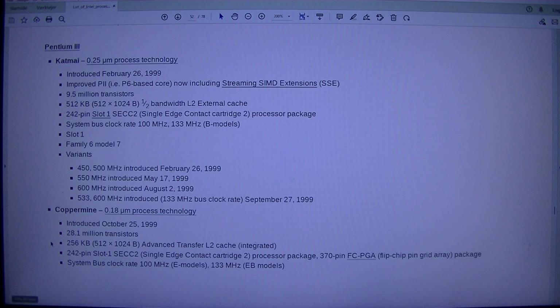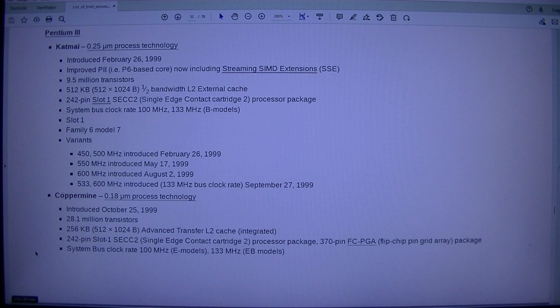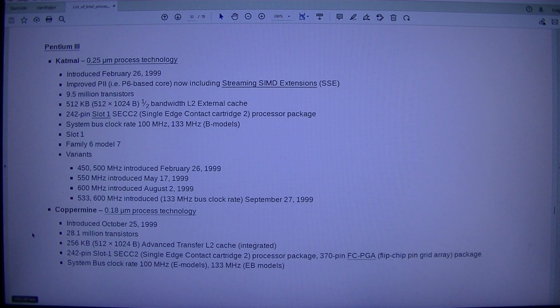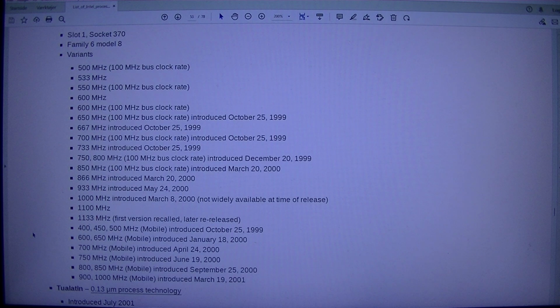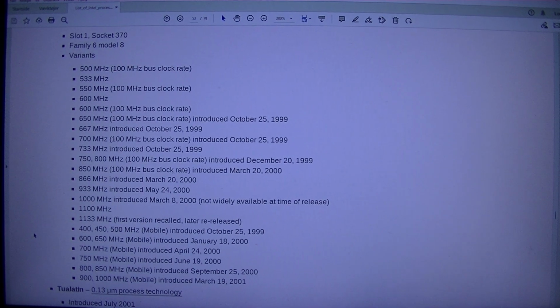28.1 million transistors. 256 kilobytes. 512 1024B, Advanced Transfer L2 Cache, integrated. 242-pin slot 1 SECC2, single edge contact cartridge 2, processor package, 370-pin FCPGA, flip-chip pin grid array, package. System bus clock rate 100 MHz, E models, 133 MHz, EB models. Slot 1, socket 370. Family 6 Model 8.